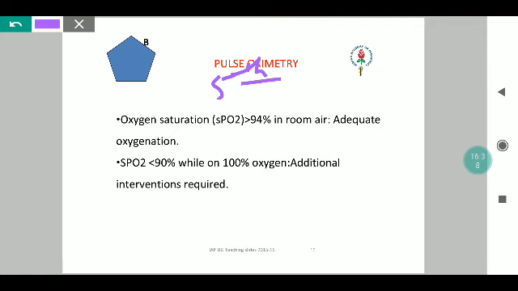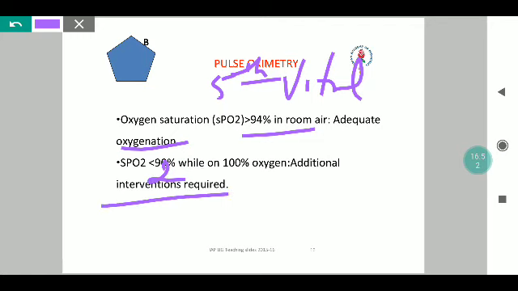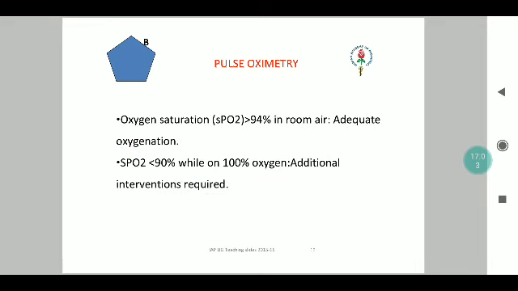So with pulse oximetry considered as a fifth vital, oxygen saturation to be maintained at 94% in room air is considered as adequate oxygenation, and SpO2, that is saturation less than 92%, requires additional intervention. Previously it was considered as 90, the recent update says it as 92. So if saturation is less than 92%, then definitely additional intervention is required for the child. So on room air, if maintaining less than 92, you initially give oxygen through a low flow device.